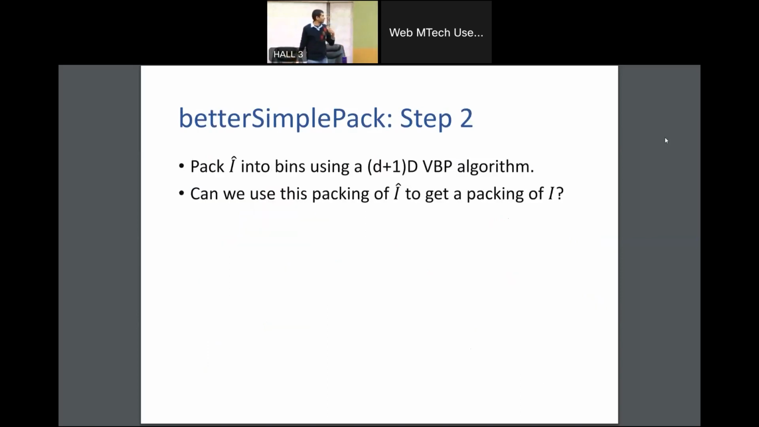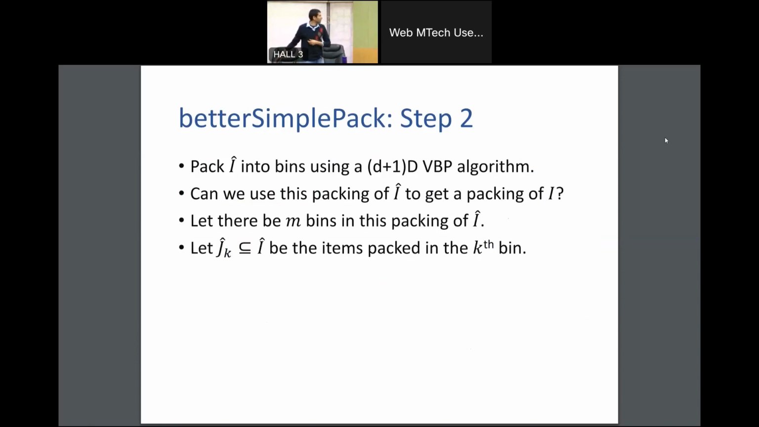So, the next step is that we pack I hat into d plus 1 dimensional vectors. We pack I hat into bins using a d plus 1 dimensional vector bin packing algorithm. And the next question is, can we somehow use this packing of I hat to get a packing of the original items I? So let there be m bins in this packing of I hat, and let j hat k be the d plus 1 dimensional vectors that get packed in the kth bin.